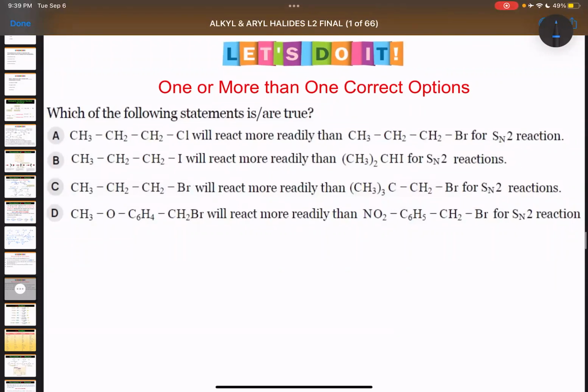Yeah, Nabil. So let's have them one by one. Right?